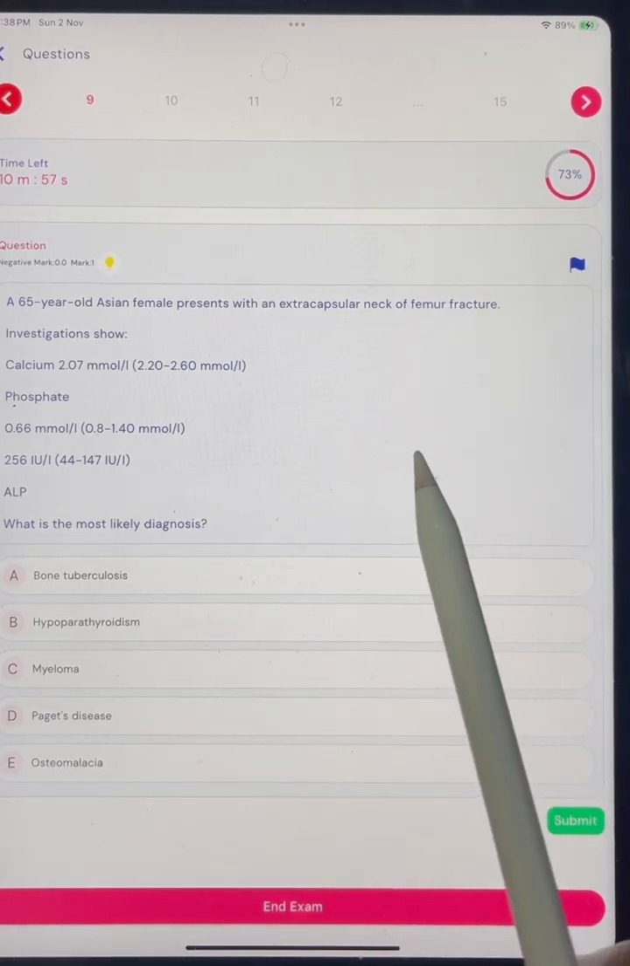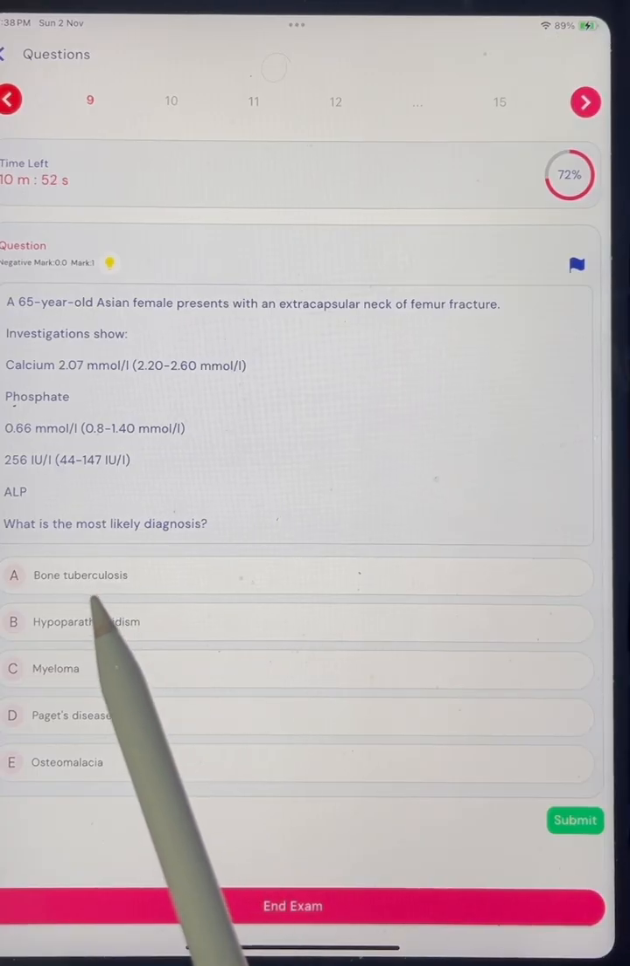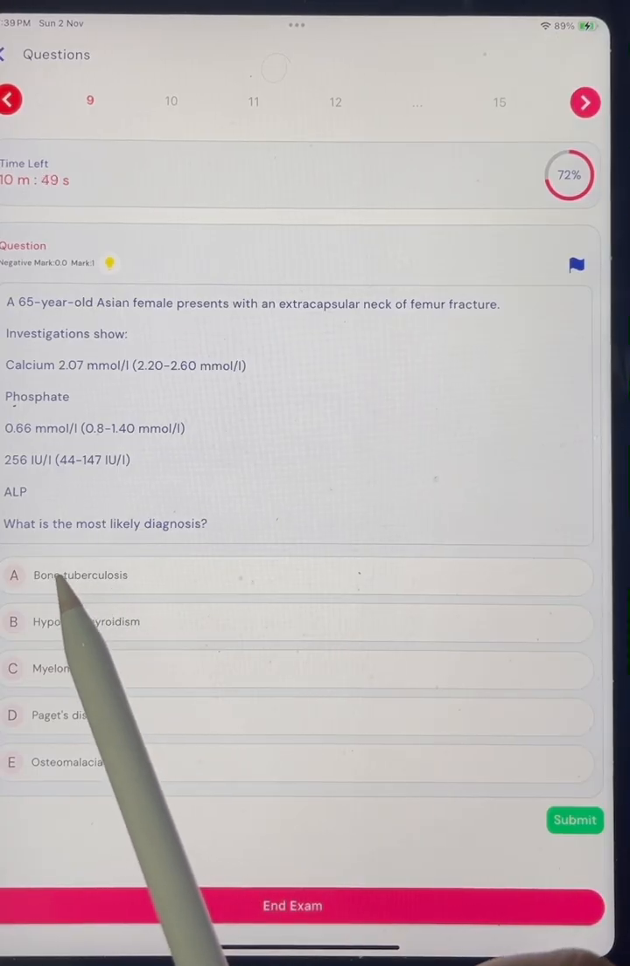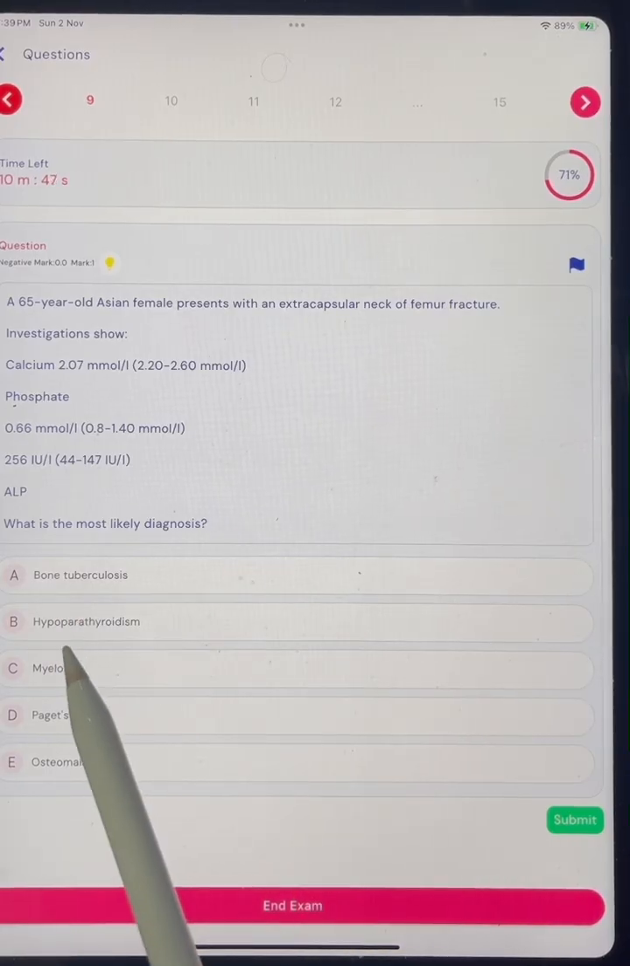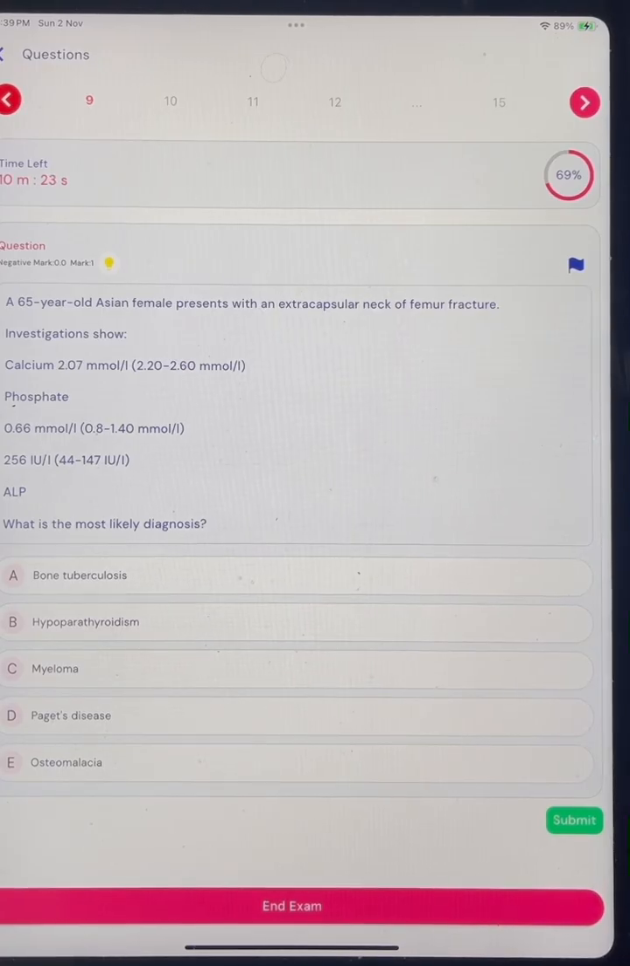Then 65-year-old Asian female with extracapsular neck of femur fracture. Calcium is low. Phosphate is low. Alkaline phosphatase is very high. What is most likely diagnosis? Whether it is hypoparathyroidism or multiple myeloma or Paget's disease. Increased alkaline phosphatase can be in Paget's. Hypocalcemia is there, and phosphate is also low, and alkaline phosphatase.